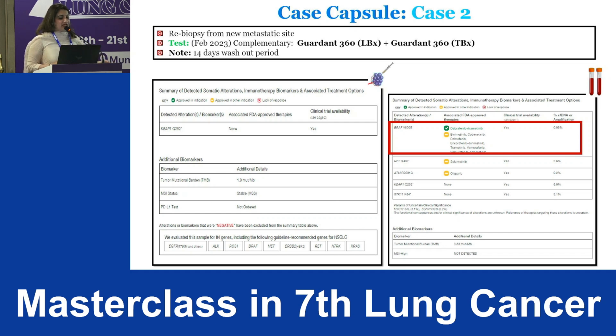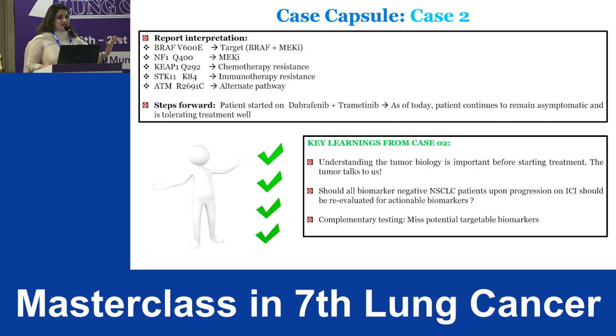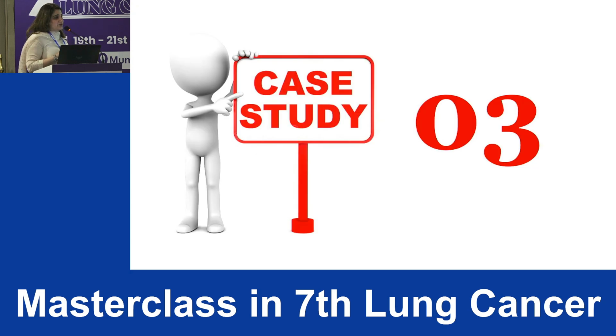So we took this to a molecular tumor board. We kind of dissected the report. We had a BRAF V600E. No-brainer: give a BRAF and MEK inhibitor. And what was interesting is the reason the patient was not responding to immunotherapy, and we were not getting the response we wanted on a chemo-IO combination, was because there was a KEAP1 and an STK11. KEAP1 confers chemo resistance and STK11 immunoresistance.